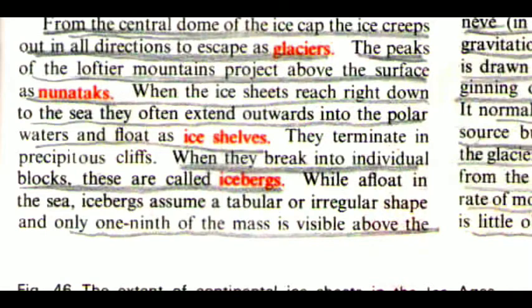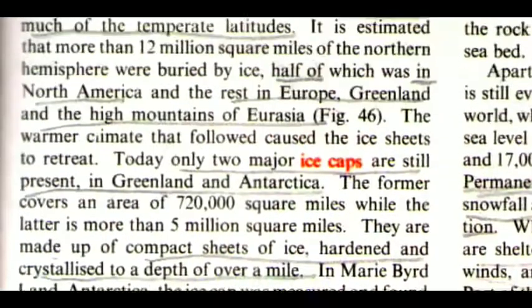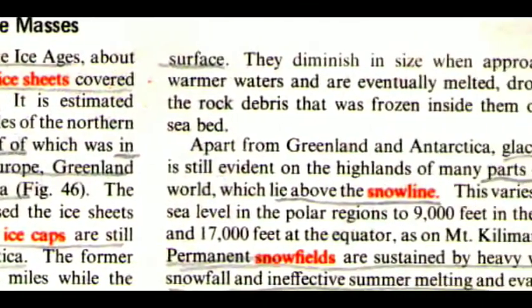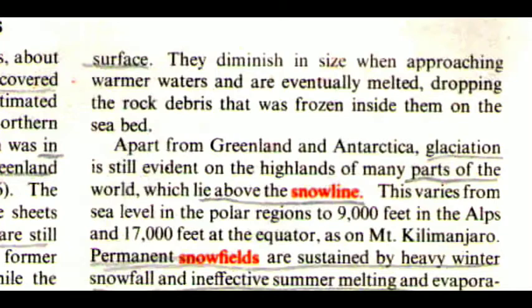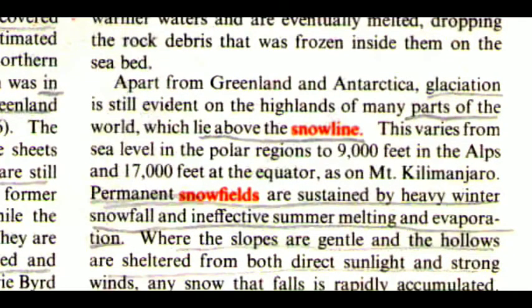While afloat in the sea, icebergs assume a tabular or irregular shape, and only 1/9 of the mass is visible above the surface. They diminish in size when approaching warmer waters and are eventually melted, dropping the rock debris that was frozen inside them on the seabed. Apart from Greenland and Antarctica, glaciation is still evident on the highlands of many parts of the world, which lie above the snowline. This varies from sea level in the polar regions to 9,000 feet in the Alps and 17,000 feet at the equator, as on Mount Kilimanjaro.